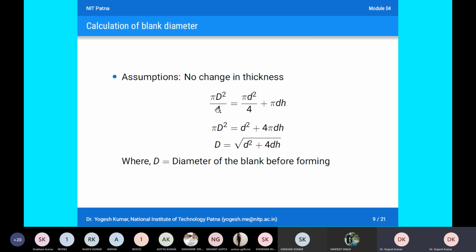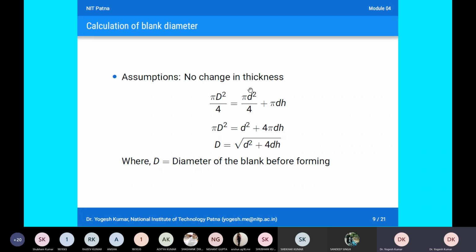Okay, so if we go mathematically, what we can see is that pi D square by 4 is equal to pi small d square by 4 plus pi d h. In this calculation we are assuming that there is no change in thickness, so we are doing volume consistency. For volume consistency, suppose T is thickness, then the initial volume of your blank will be pi D square by 4 into T.